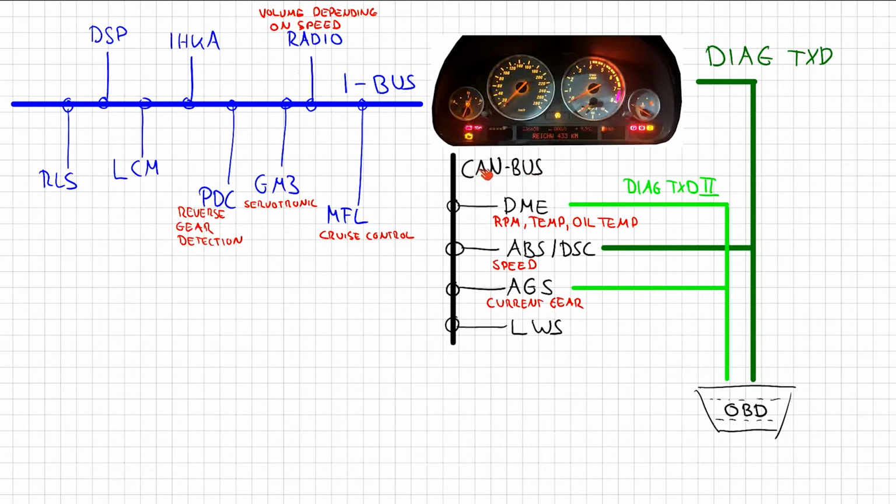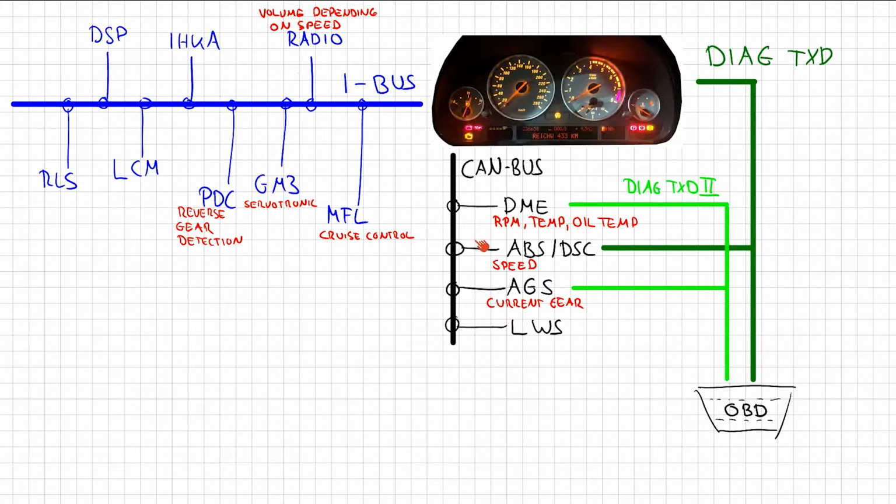So on the CAN bus there is the DME, which is basically your engine control unit, which gives the cluster the information about the RPM. Here the temperature of the coolant, and if you have ES then you also have the information about the oil temperature. The ABS DSC unit gives us the information about the current speed and also if the ABS DSC is active or not. The EGS is the automatic gearbox control, and you see the information here in which gear you currently are. And we have here the steering angle sensor. Well, this is only needed for the ABS DSC.